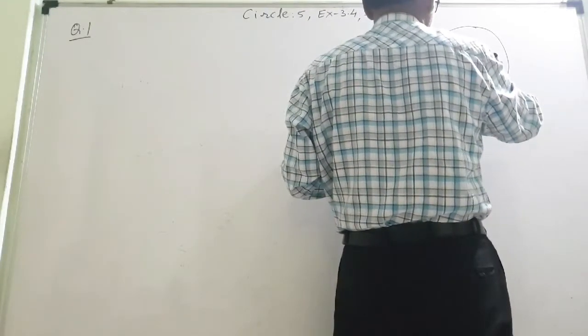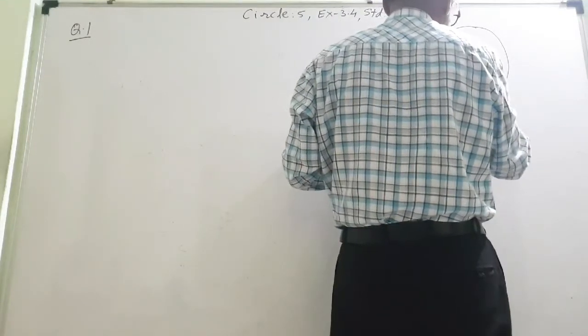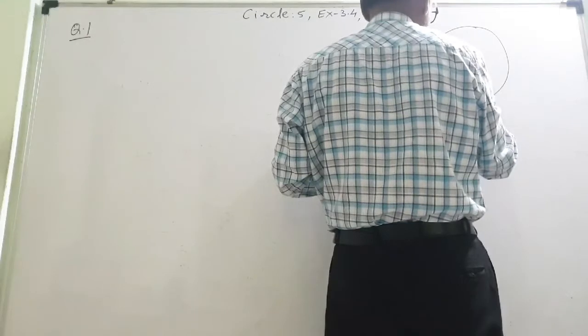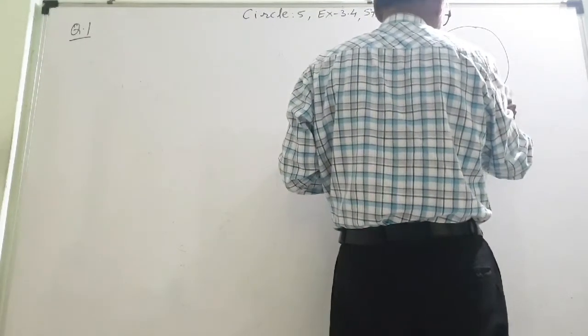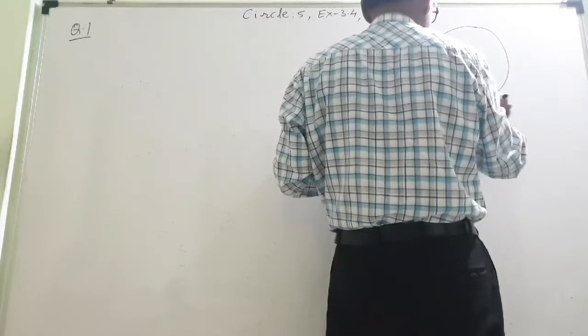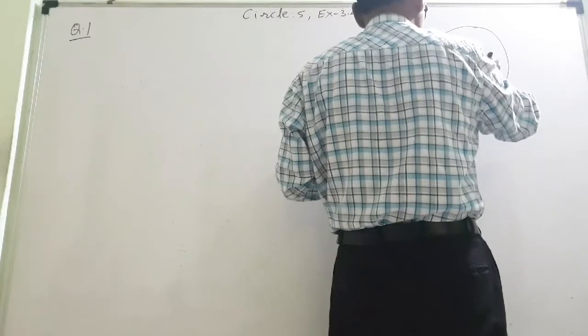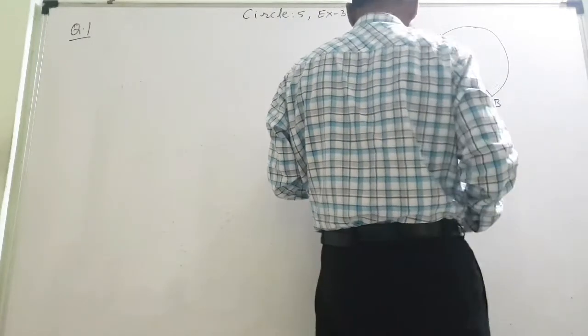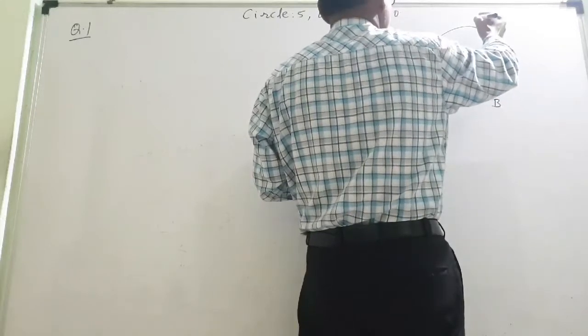Here is the center O. A chord AB is drawn. Join the center to this and join this at C.